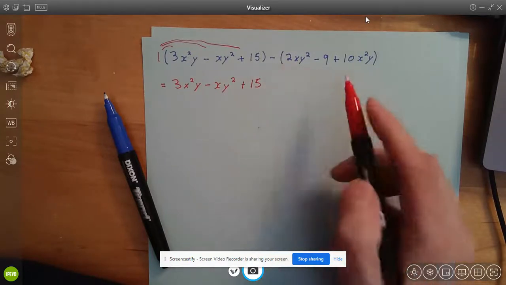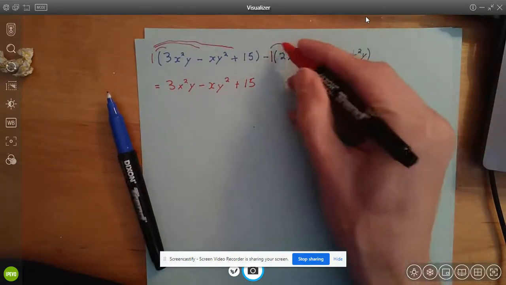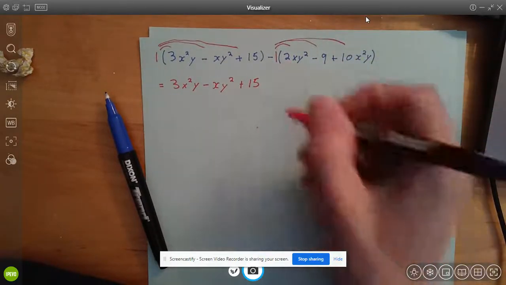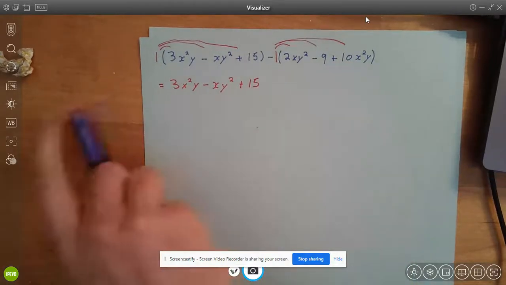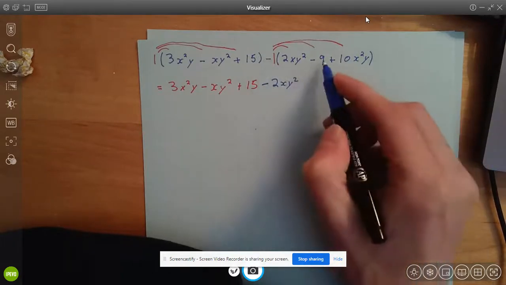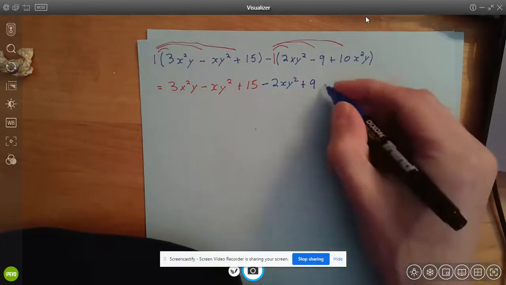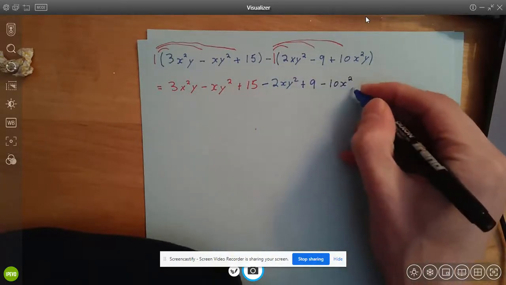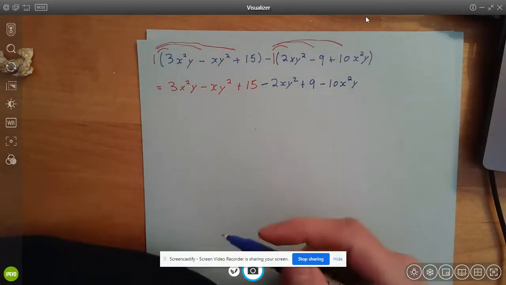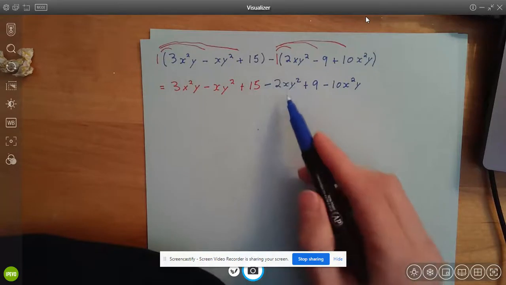In this second bracket, the number in front, again, I don't see a number, so it must be being multiplied in this case by a negative 1. And when I multiply something by a negative 1, the signs are going to change. So maybe I'll do this one in blue. Negative 1 times 2xy squared is negative 2xy squared. Negative 1 times negative 9 is positive 9. Negative 1 times positive 10x squared y is negative 10x squared y. So to get rid of the brackets, I need to multiply by what's in front. And if I don't see a number, it's either going to be a 1 or a negative 1. A 1 does nothing to the terms inside the brackets, but multiplying by a negative 1 will change all the signs.